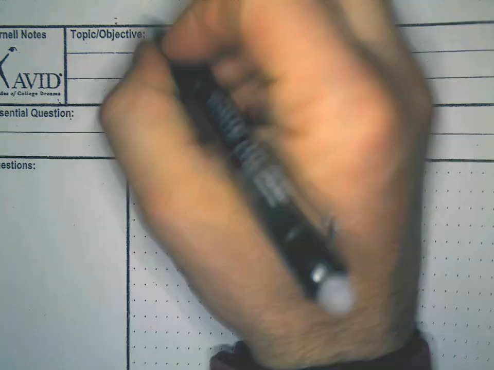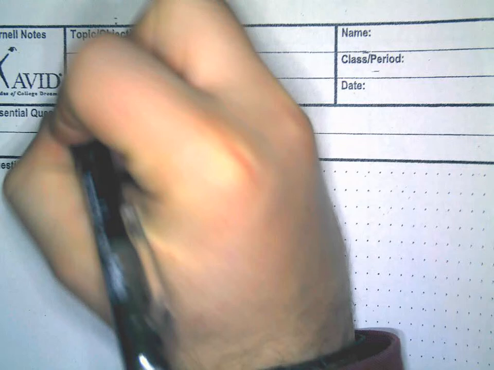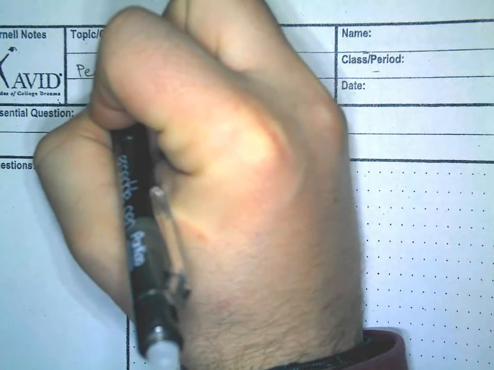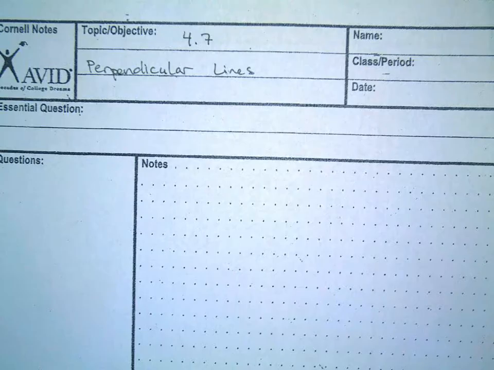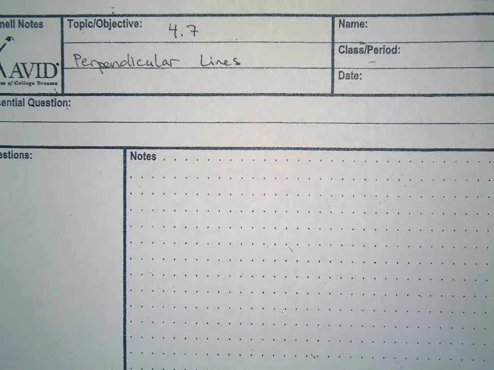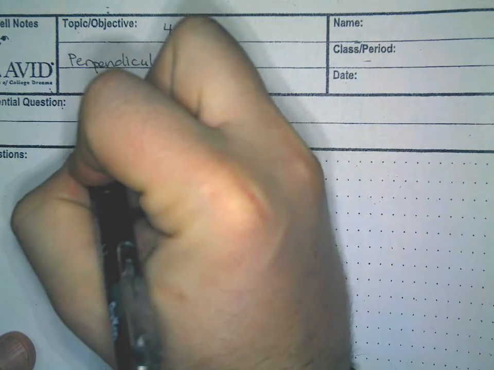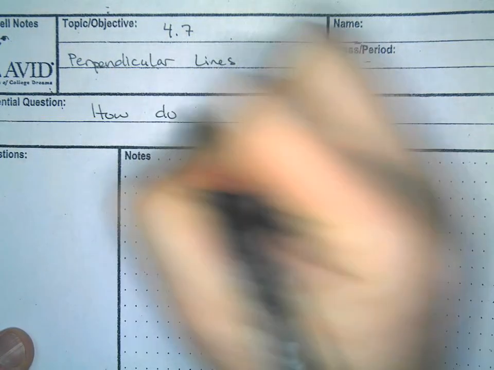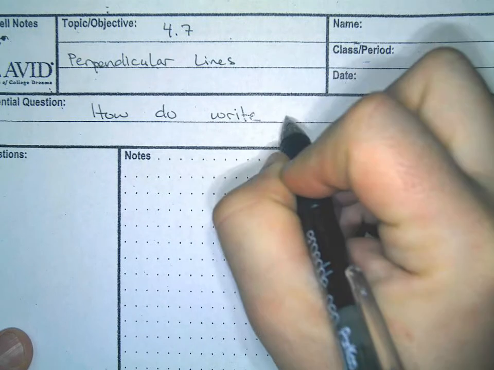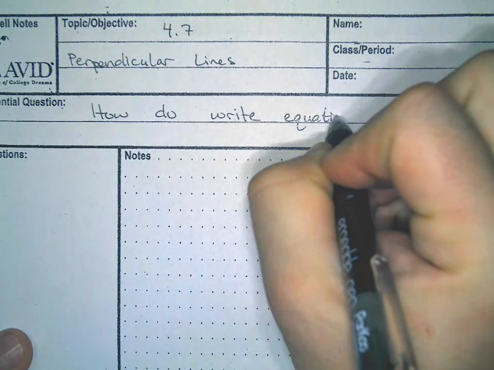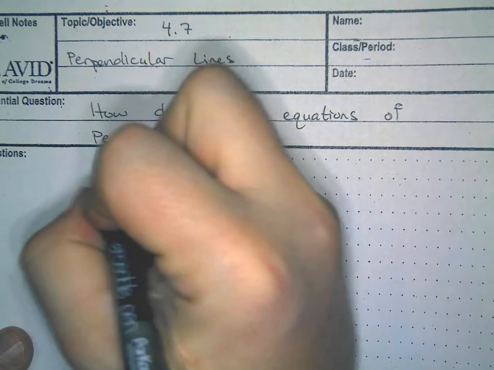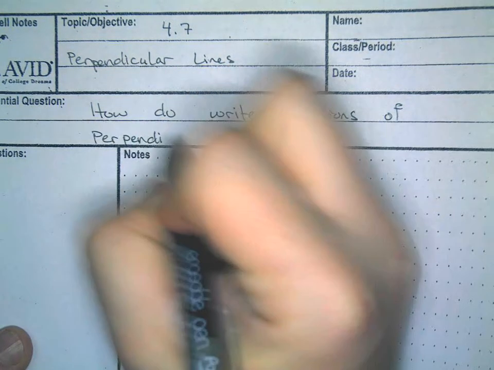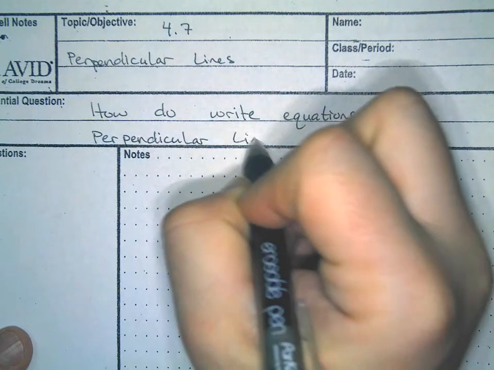In this video, we'll be looking at section 4.7, perpendicular lines. And our essential question will be, how do I write equations of perpendicular lines?